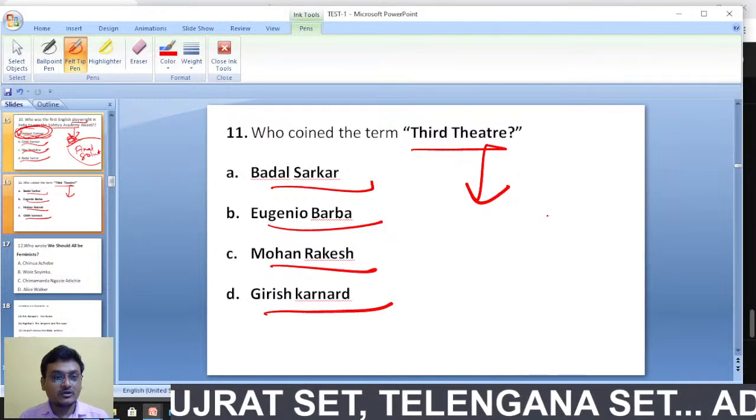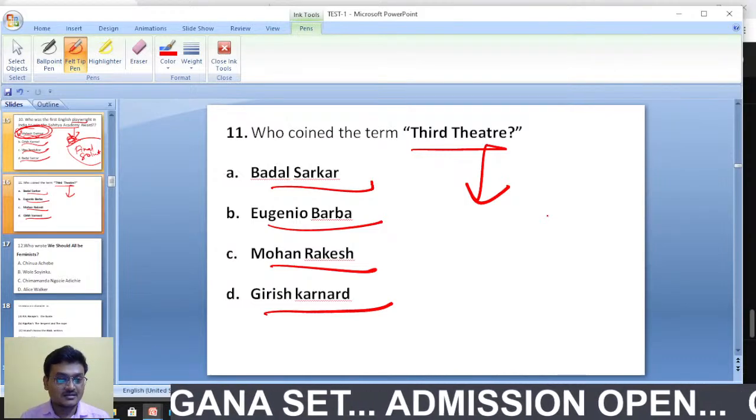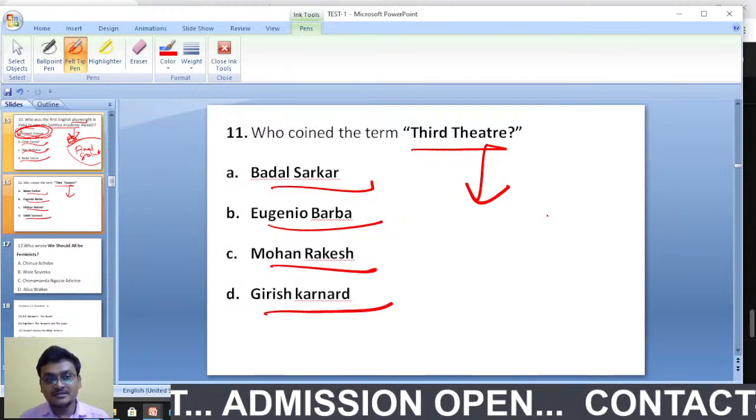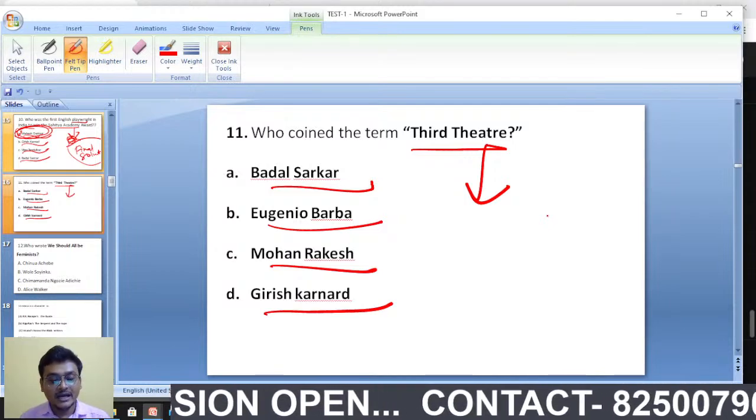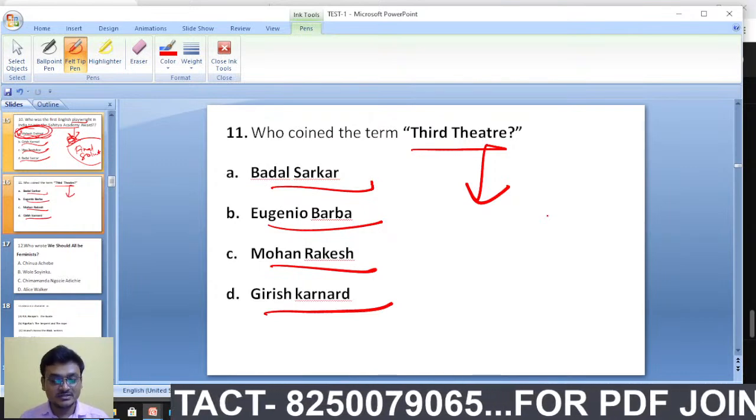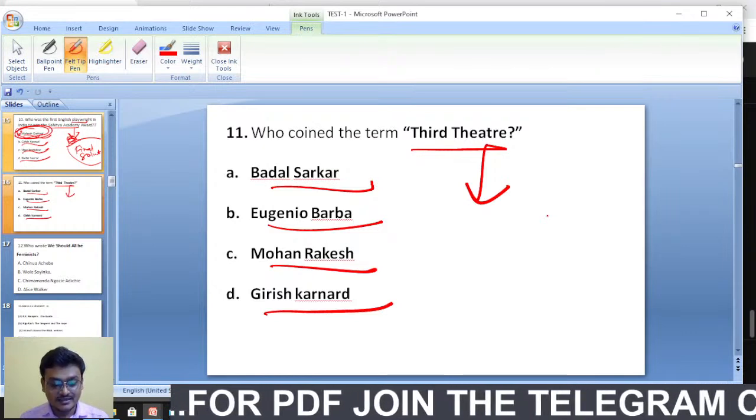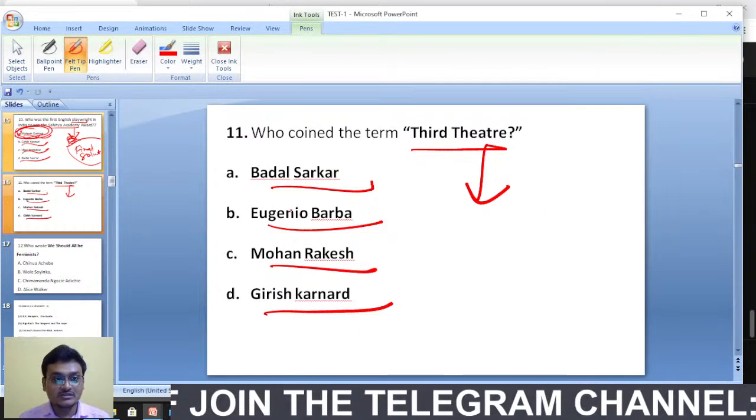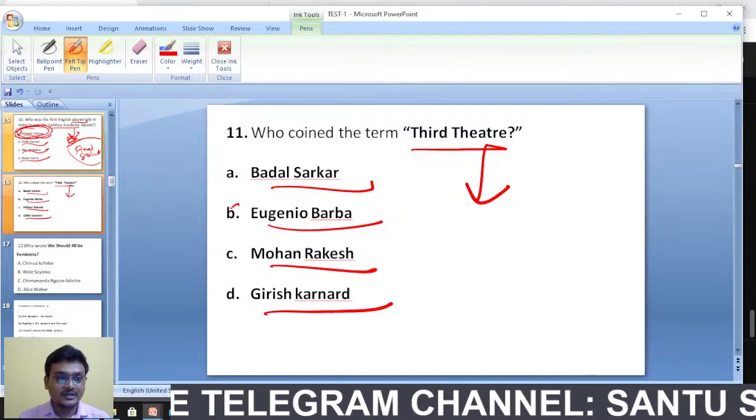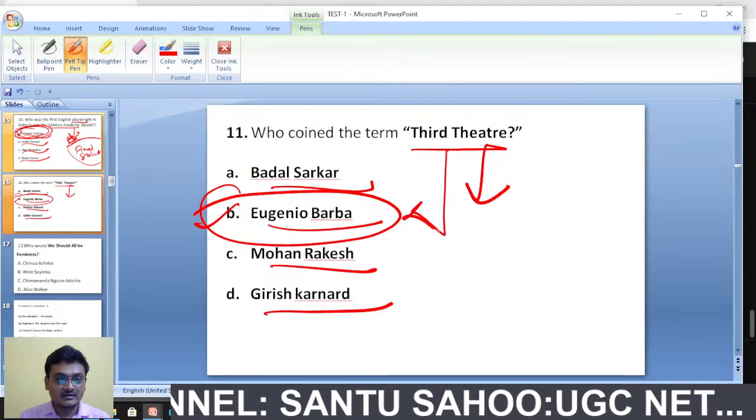How many times I have told that third theater was not coined by Badal Sarkar. Every time, and these questions, I have probably repeated 10 times, 11 times, 15 times, 20 times. But still they are making mistakes. Excellent, Sujarita. It is Eugenio Barba. How many times I have told that Eugenio Barba is the one who coined the term third theater.